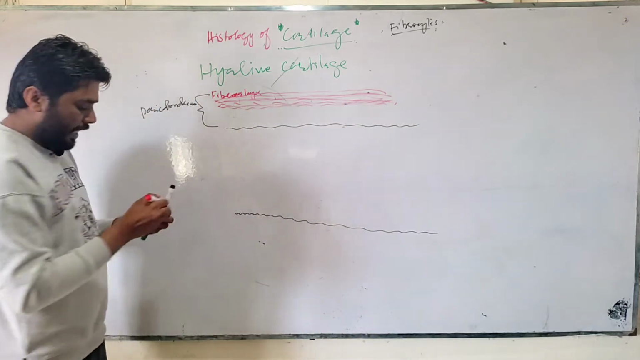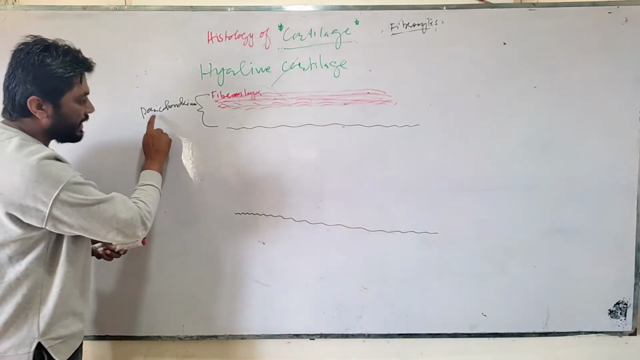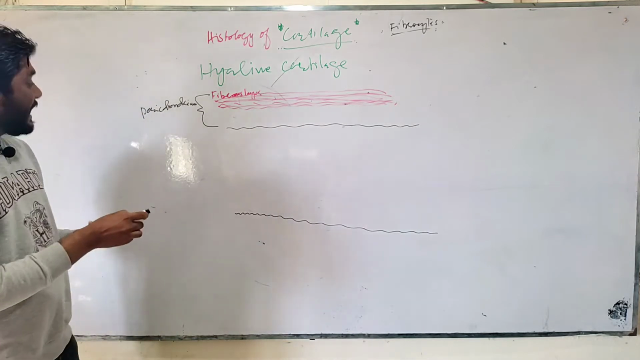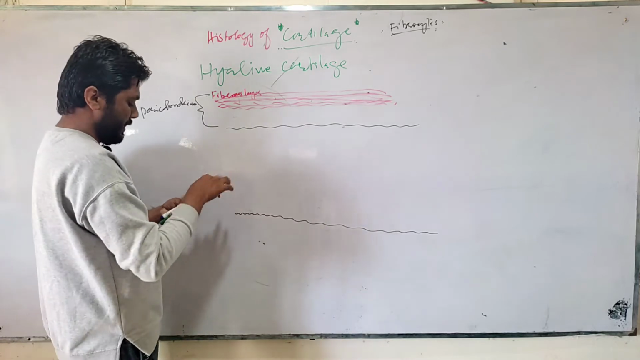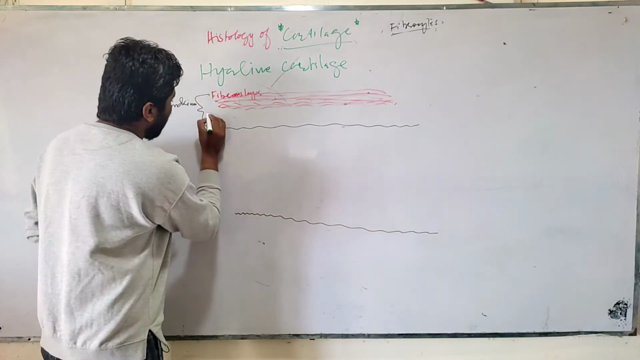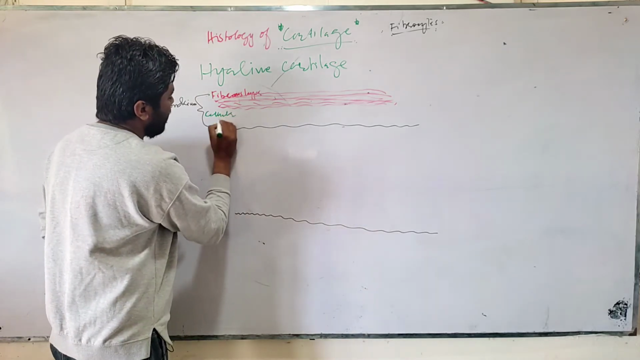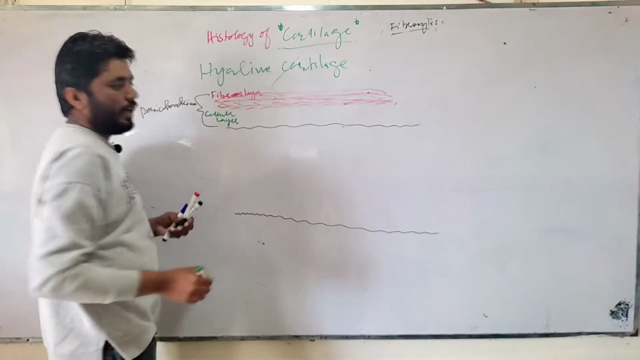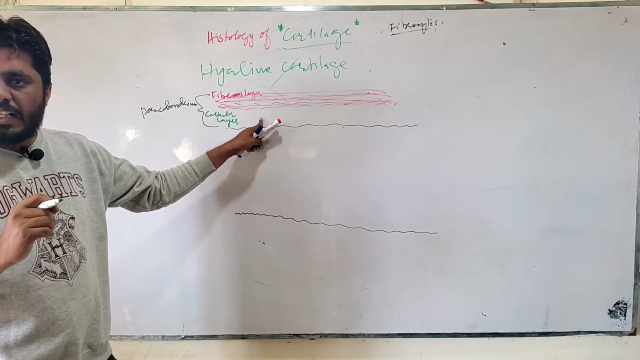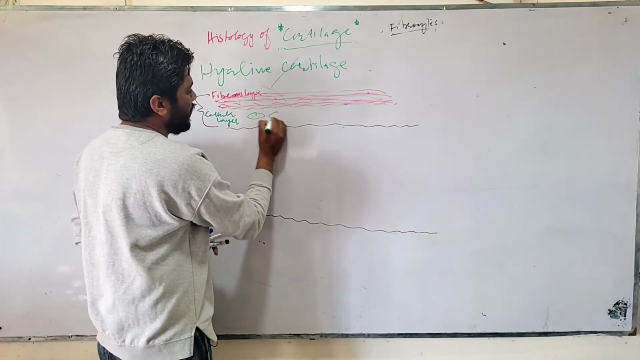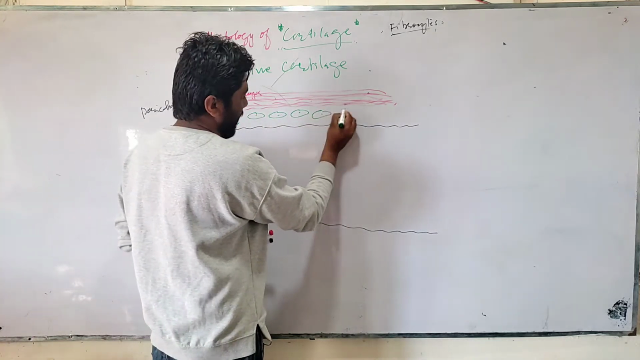The number 2 layer of the perichondrium. This second layer is known as what? The cellular layer. What does it mean? You will find cells here. These cells are actually known as chondrogenic cells.